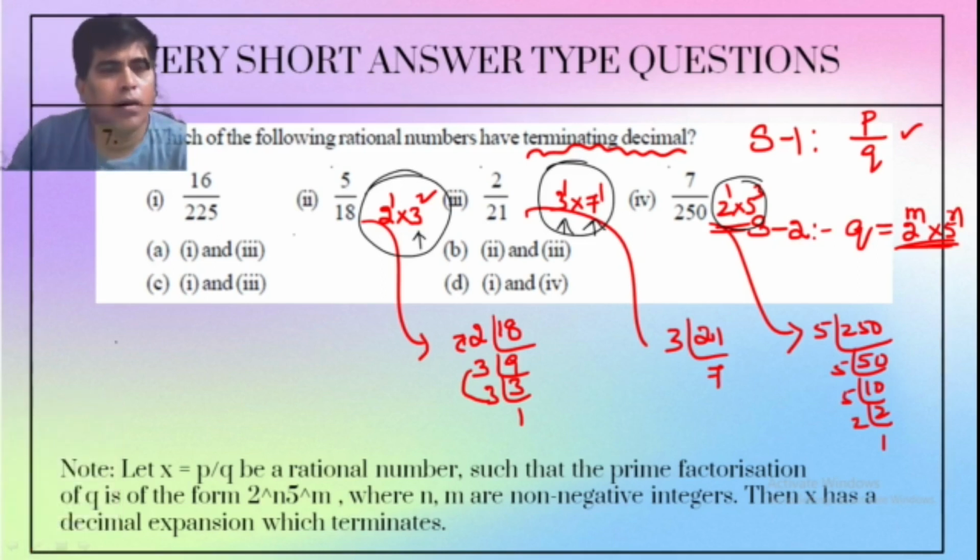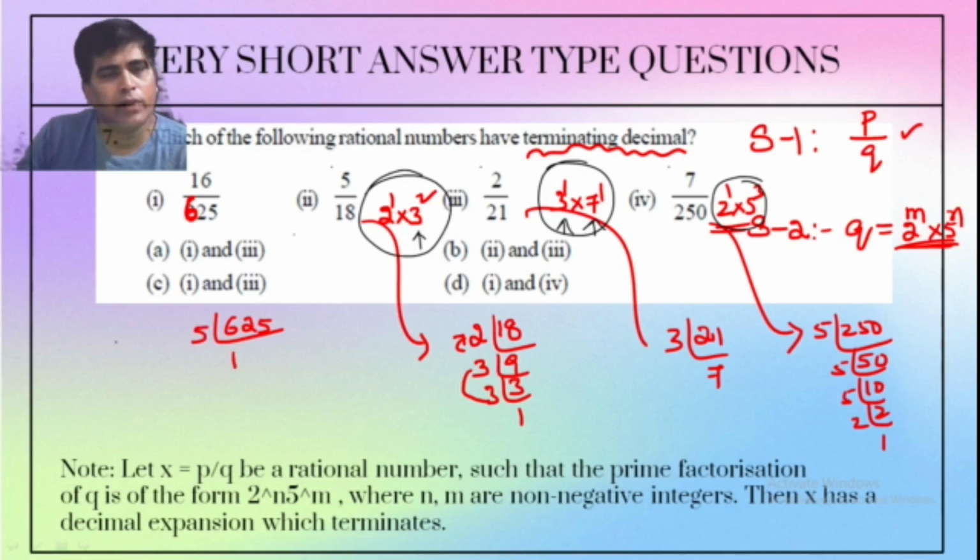So in the first option, he has wrongly given this as 225. This is 625. So factorize 625. We will express it as a product of prime factors. So factorize it, it goes by the 5 table.